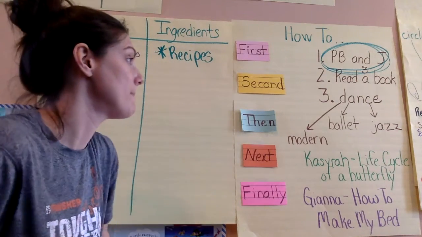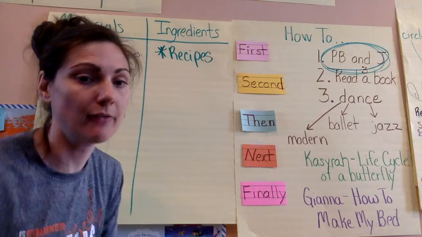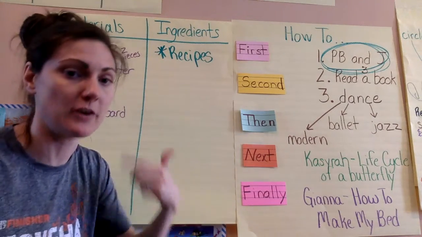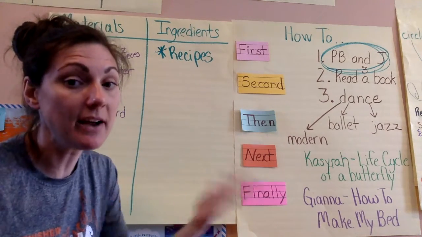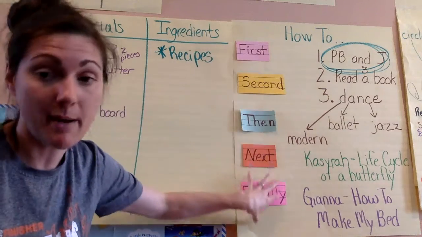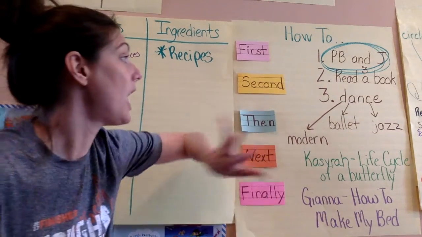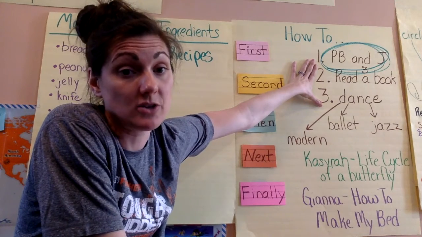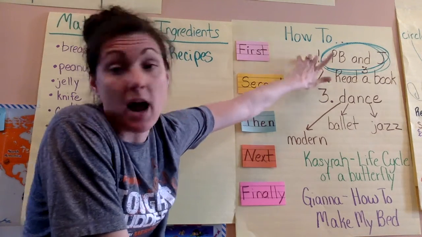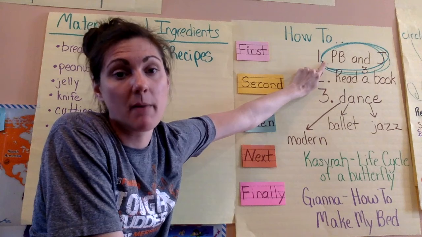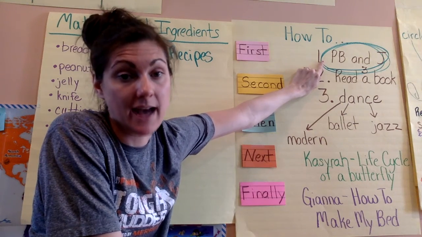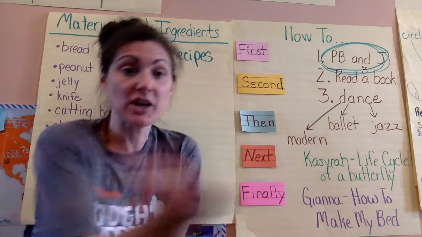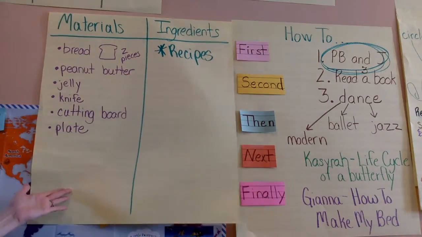I can't just sit down and write a paragraph or write sentences. I need to think about it first. I need to organize it first. So in my how-to paragraph, I thought about my transition words I was going to use. I made a list of possible things I could teach others to do, things that I'm an expert on. I decided that I wanted to talk about making my peanut butter and jelly sandwich. And so once I made my decision, then I made a list of materials, what I'm going to need.